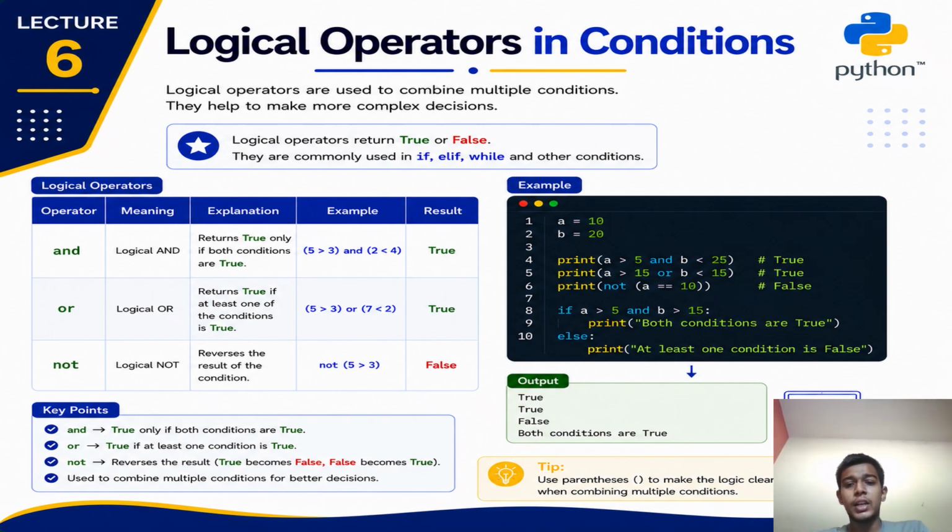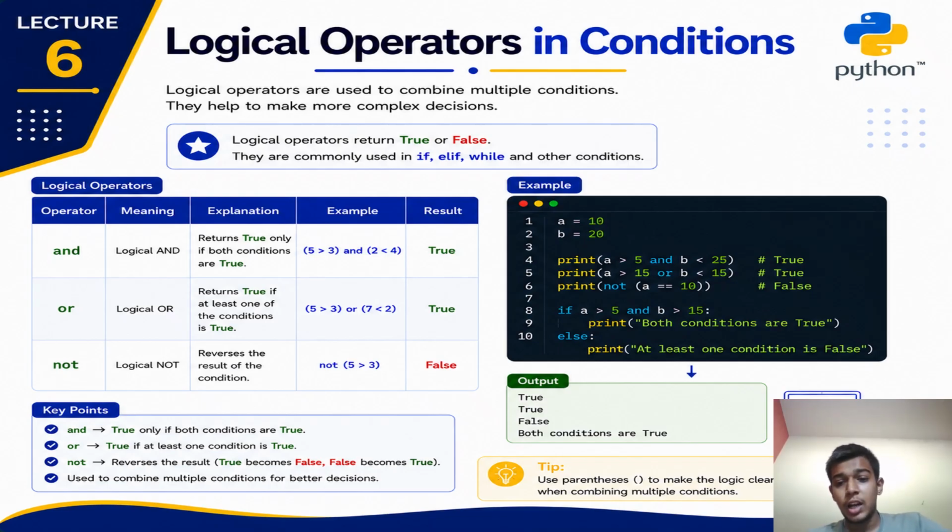Sometimes checking only one condition is not enough. In many real-world situations, we need to check two or more conditions together before making a decision. This is where logical operators are used.